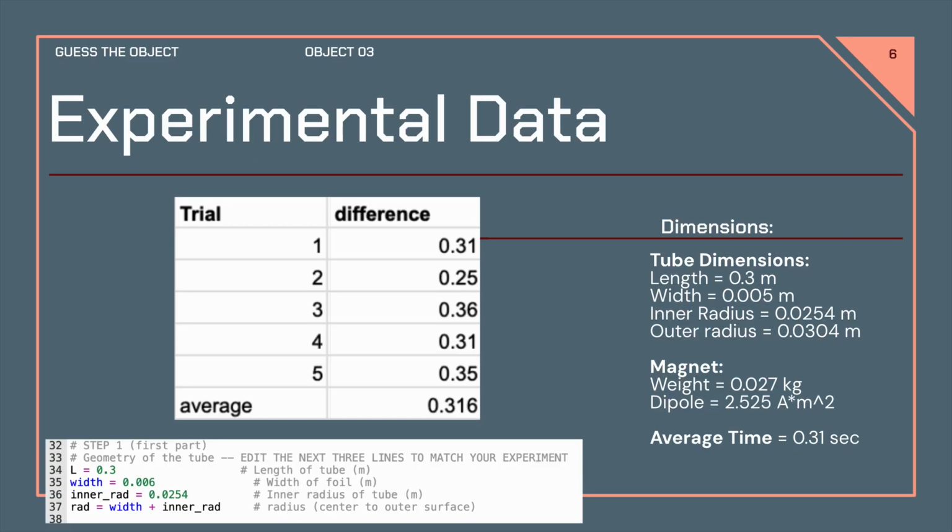Before we move on to the coding part of the lab, I measured the length and width of my tube, which was about 0.3 meters and 0.005 meters. I also recorded the inner and outer radius, which was 0.0254 meters and 0.0304 meters. Finally, I found the weight of the bar magnet to be about 0.027 kilograms, and the dipole was 2.525 amperes times meters squared.